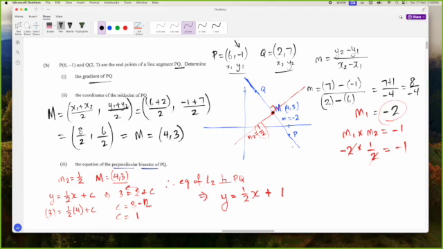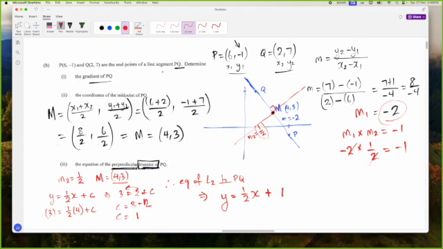They said the equation of the perpendicular bisector. That tells me two things. Bisector tells me that the line is passing through the midpoint. And perpendicular tells me that it is perpendicular to the blue line. So you understand how I get that in the sketch, right?